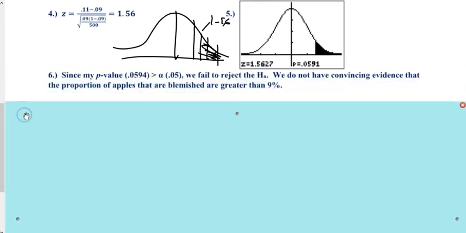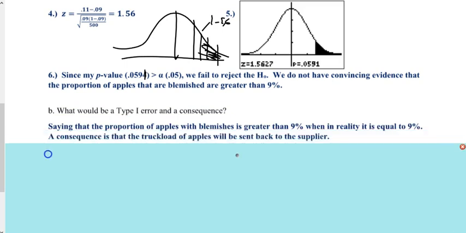Then, step 6. We're going to compare the p-value, which is 0.0591. That's a typo on the slide, but it doesn't really matter. We compare it to 0.05. Well, it is bigger, slightly bigger, but it is greater than. So we fail to reject the H0. We do not have convincing evidence that the proportion of apples that are blemished is greater than 9%. So again, this is the format. You just copy it each time.